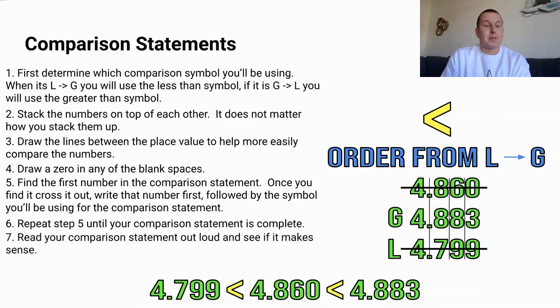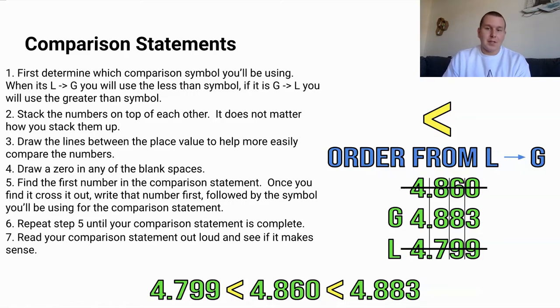Then our final step is to read your comparison statement out loud and see if it makes sense. So I would say 4 and 799 thousandths is less than 4 and 860 thousandths is less than 4 and 883 thousandths. And that looks like it makes sense. It looks like we ordered it all up and it's all good to go.